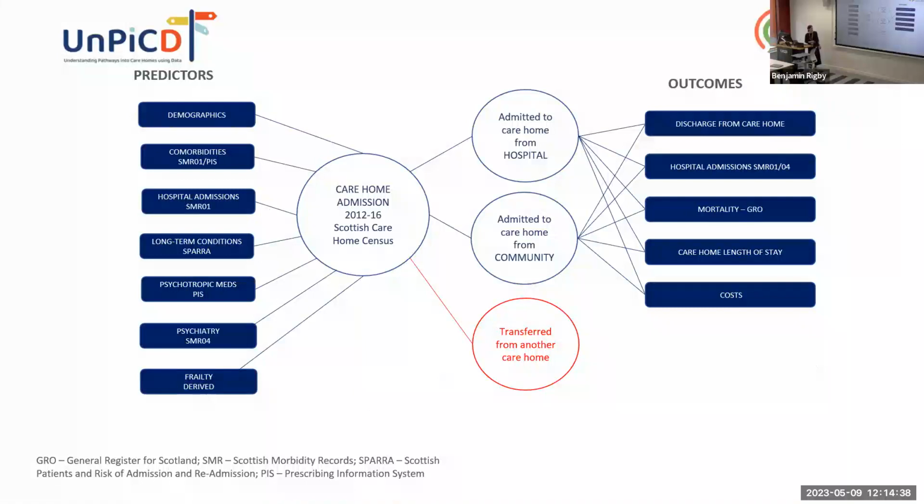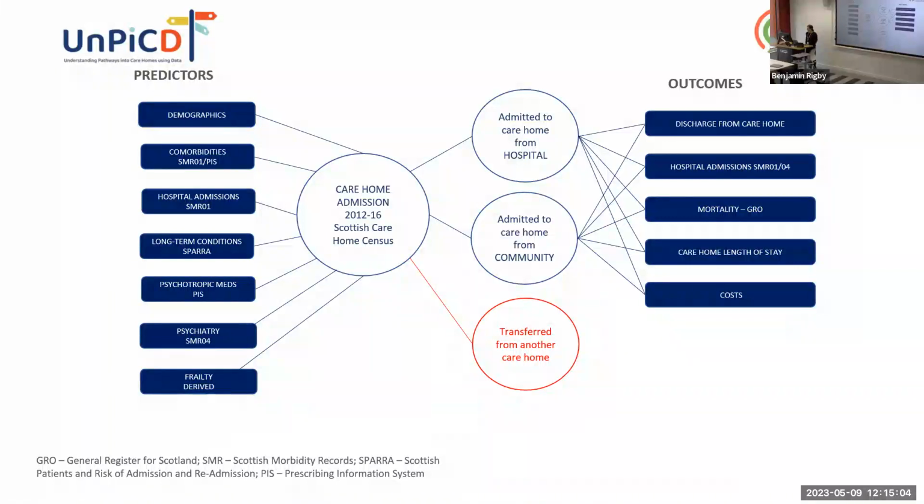So these are basically all of the data sets that we've used. We've got demographics, we've got SMR01 and PIS, long-term conditions, and also SMR04. And then from those data sets, we were able to derive some of our predictors.